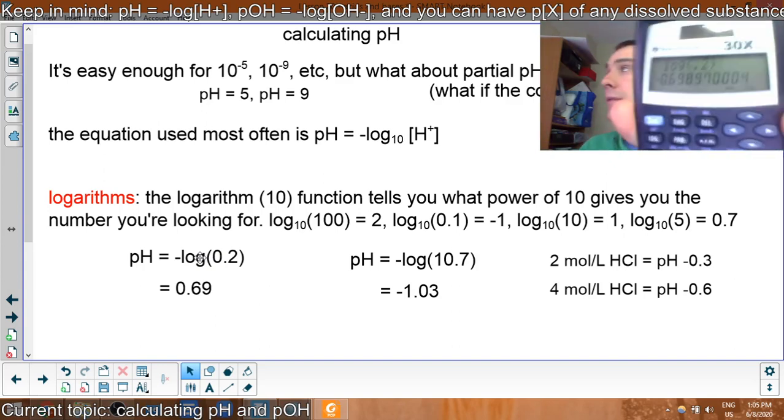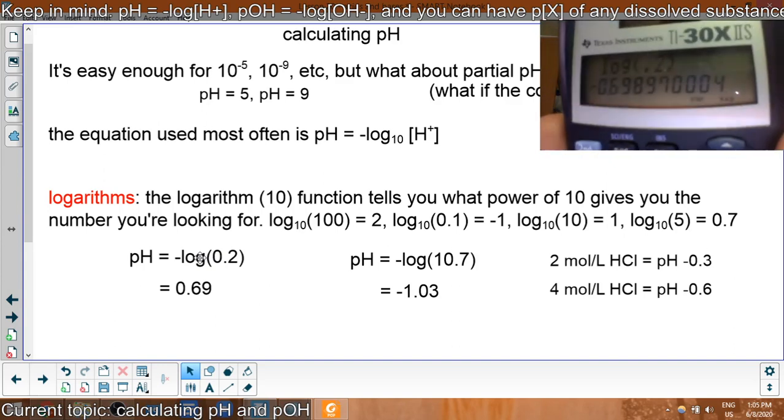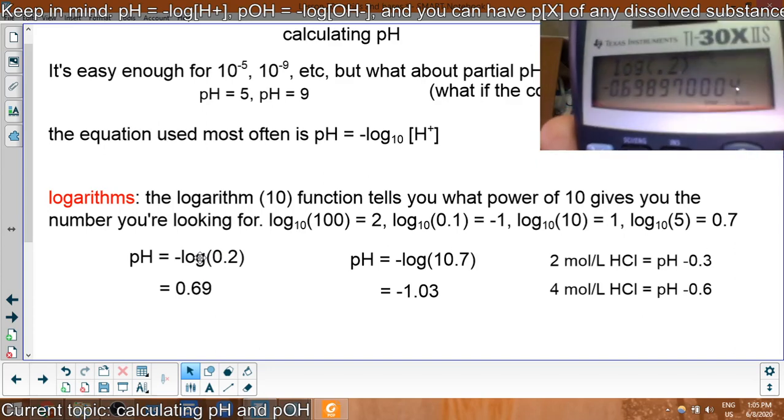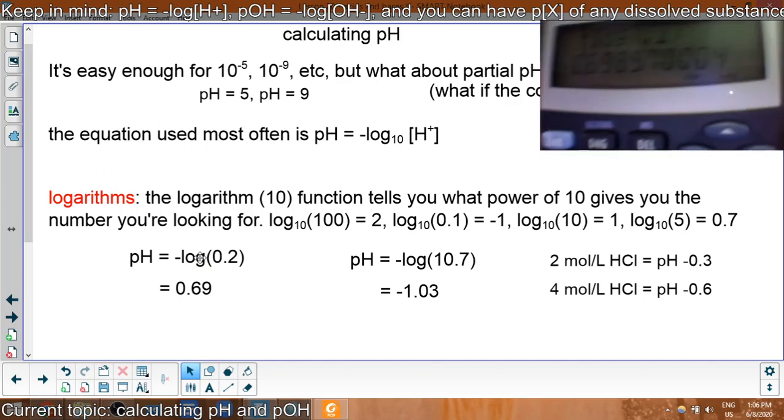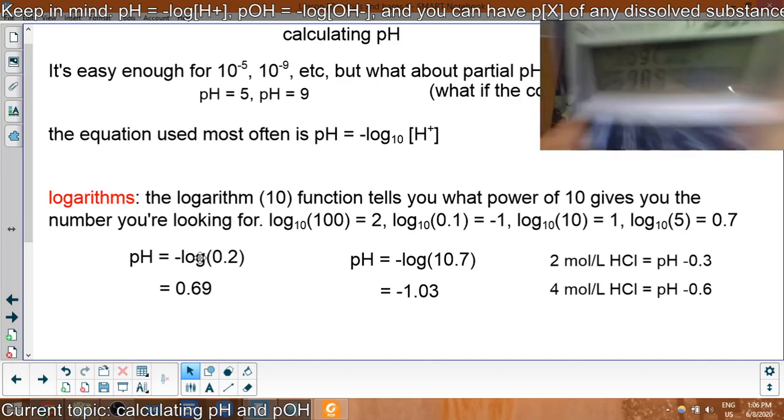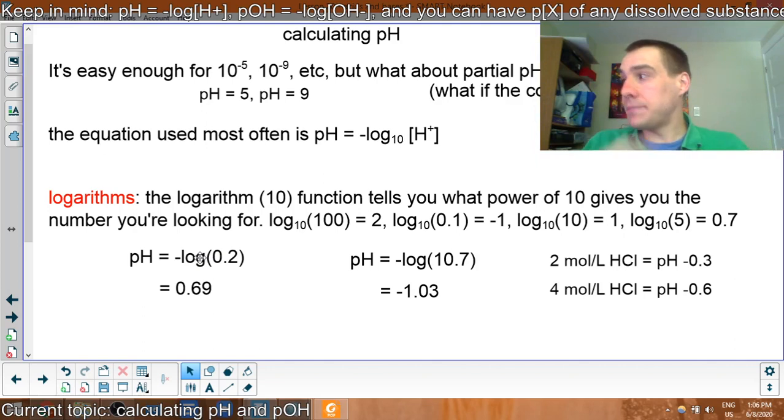Right? If I put in log 0.2, I get minus 0.7. But that's why we put it to the negatives, just to have a positive number. So if I put negative log of 0.2, there's my 0.7. Negative log of 0.2, 0.7. So that's how we calculate pH.